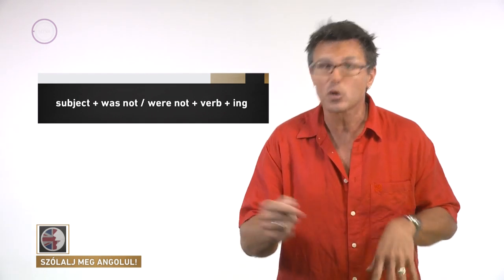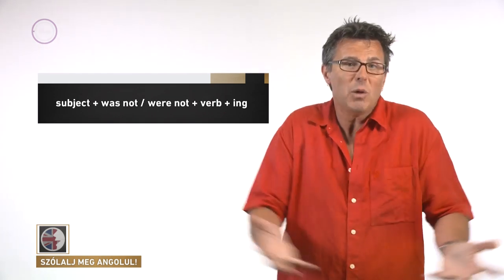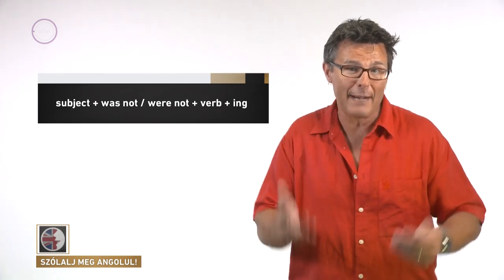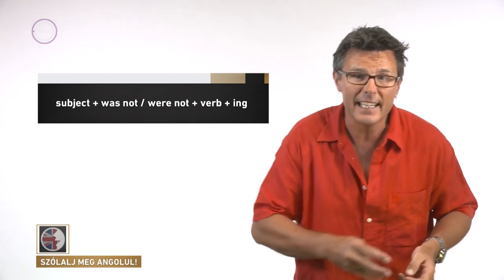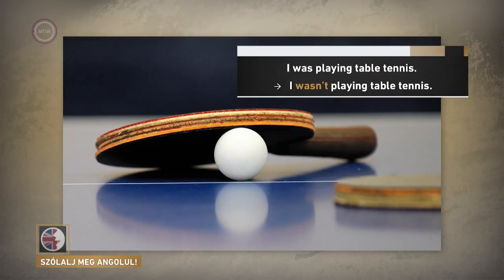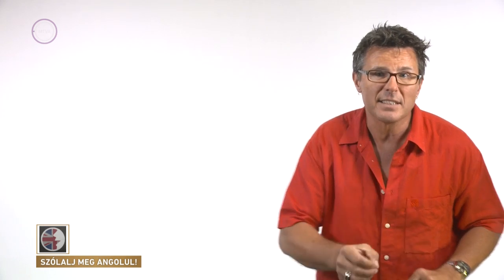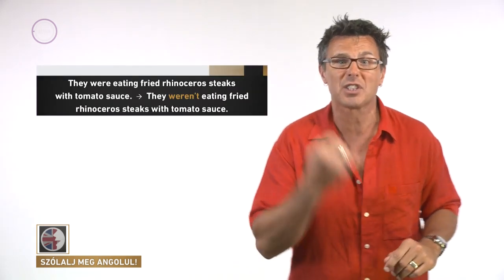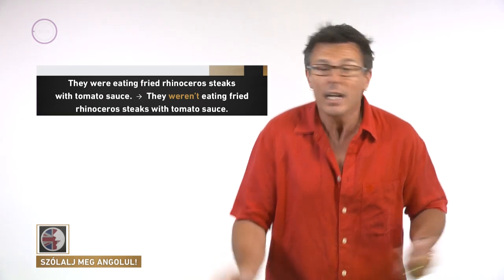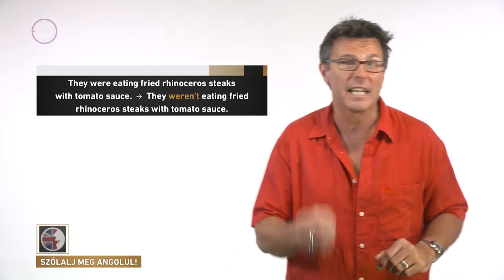Great! So that's simple enough, isn't it? Yes. All we have to do is to add not to the verb to be in the past simple, creating either wasn't or weren't. And then? Well, then it's super simple. Then all we have to do is add the verb with ing at the end. The positive past continuous sentence, I was playing table tennis, changes to I wasn't playing table tennis. Simple. The positive sentence, they were eating fried rhinoceros steaks with tomato sauce, becomes they weren't eating fried rhinoceros steaks with tomato sauce. Simple. Great.